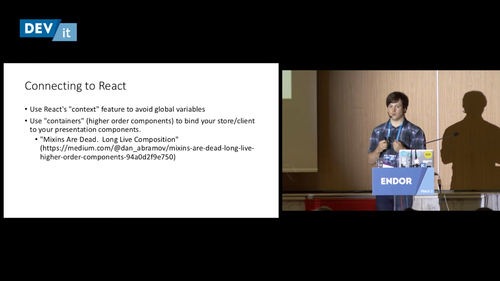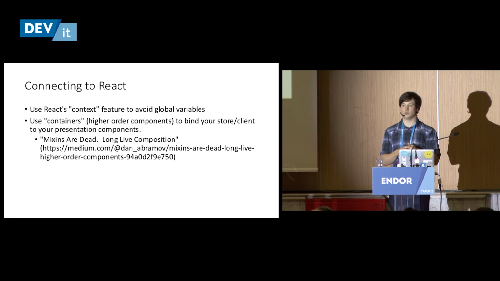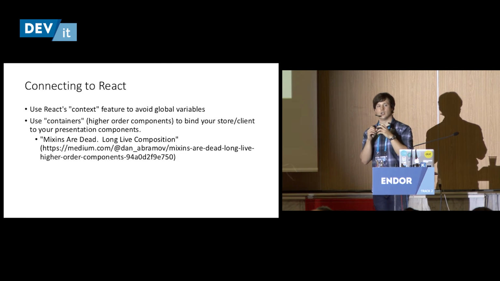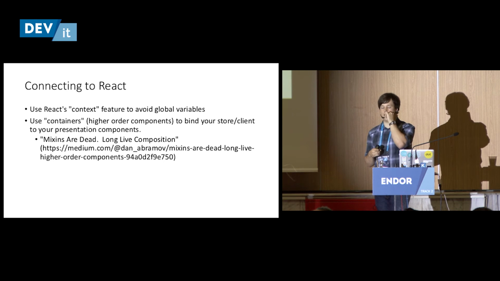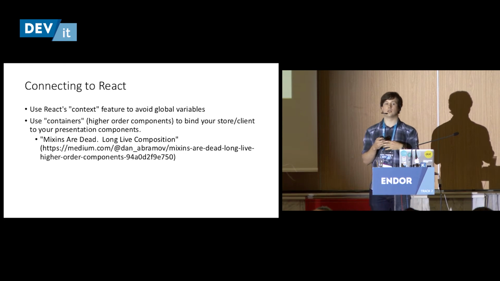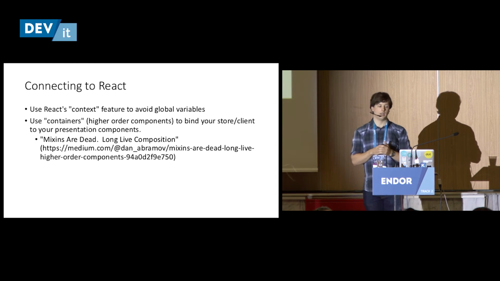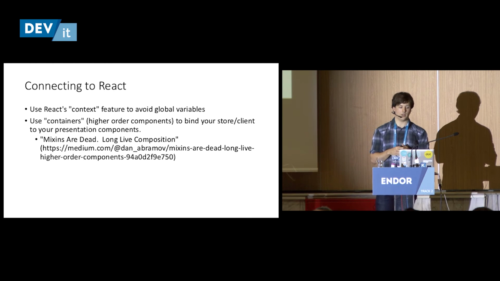So connecting this single point to React, you can use React's context feature, which allows you to avoid having any kind of global variable, any kind of singleton for that central point. And avoiding these global variables is really important if you're going to do server-side rendering, because you don't want to have a separate JavaScript process for every single request that comes through. That's not going to scale very well. Context lets you avoid that.